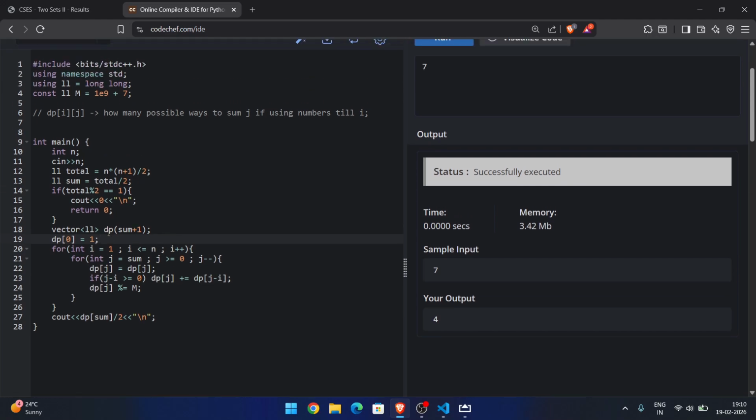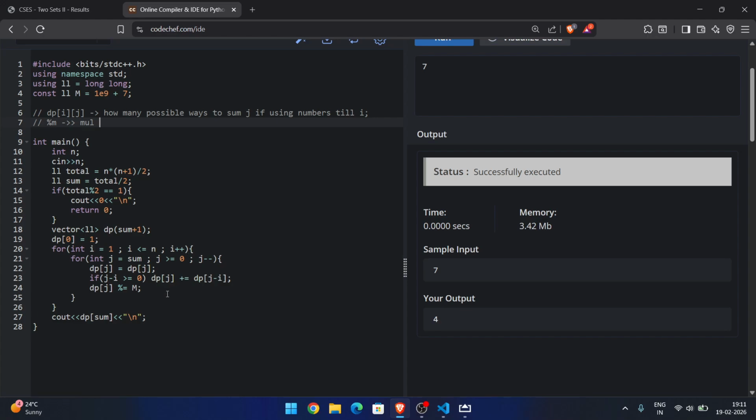Wrong answer. I think we have made a little mistake somewhere. Oh, actually, we are taking the modulo, so we can't directly divide by 2. Means in modulo, you can't directly divide. Whenever you are doing modulo, you can directly multiply and then take the modulo, but you can't do division in modulo because this will change the answer.